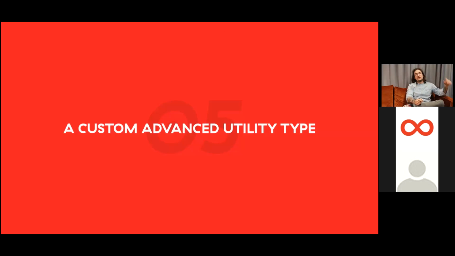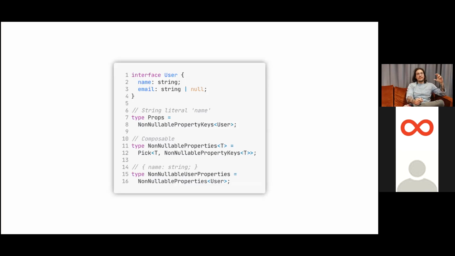And that's it. So now let's use all of this knowledge that we got to create something custom that is still not in TypeScript and could be potentially useful. So imagine this situation. We have an interface User, right? It has two properties, name and email. Name is string, and email is either a string or it can be null.